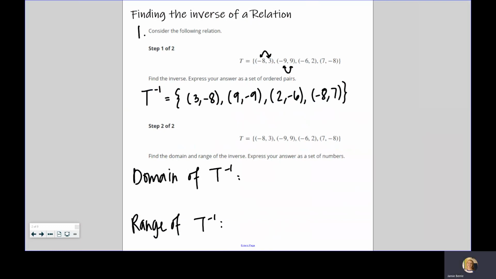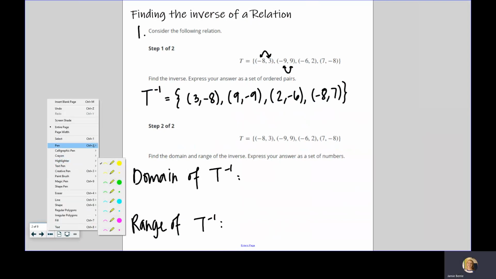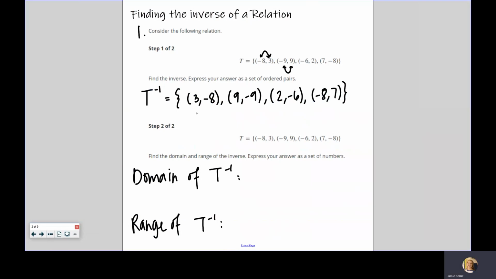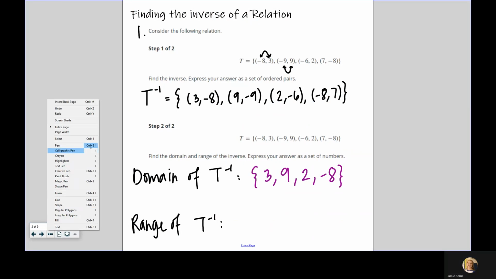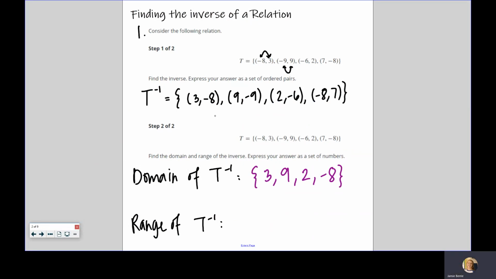All right, so recall that the domain is the set of the first coordinates. So that's going to be 3, 9, 2, negative 8. And again, domain and range is a set. So we have the domain of our inverse relation is {3, 9, 2, -8}. They are not written in order from smallest to biggest, and that's fine. They don't have to be. You do not have to put it in order from smallest to biggest.